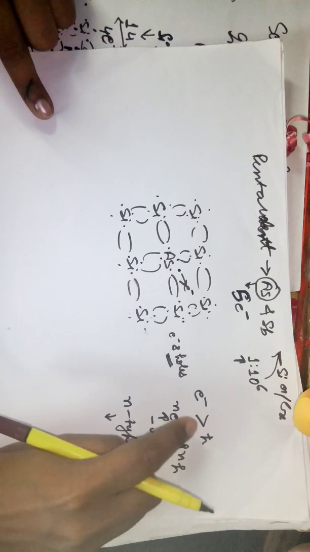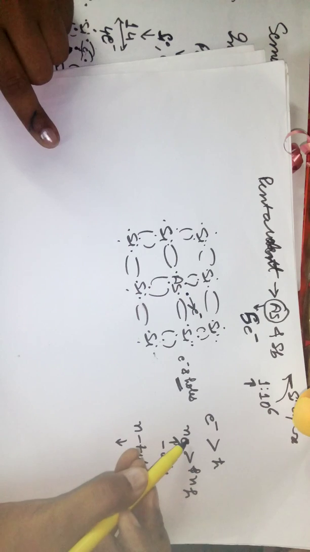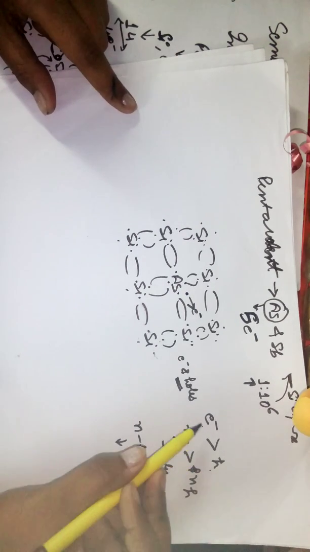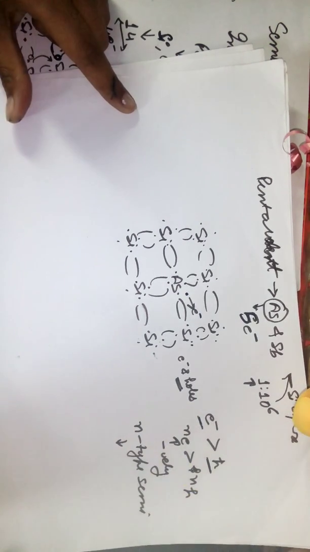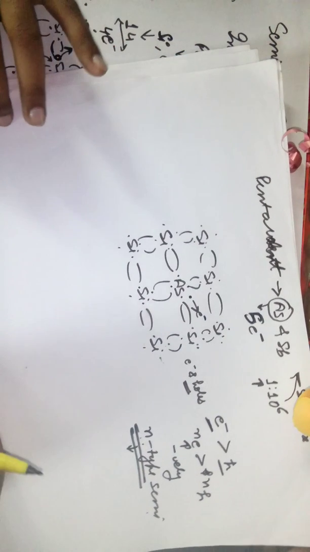The charge carriers in intrinsic semiconductors were electrons and holes. Here also we have electrons and holes, but here the number of electrons is more than the number of holes. And the electron is negatively charged. Therefore this type of semiconductor is known as n-type semiconductor.